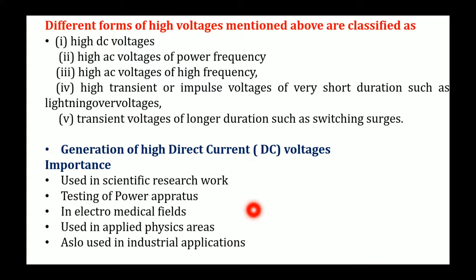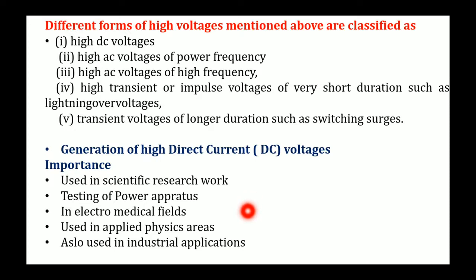When it comes to industrial applications, high DC voltage is generally required in thermal power stations, in cement industries, and for electrostatic painting. So these are the different industrial applications.